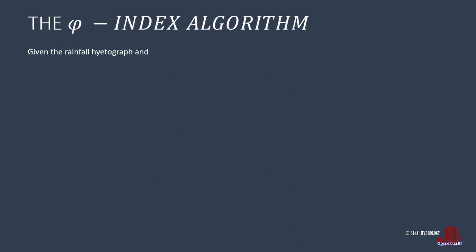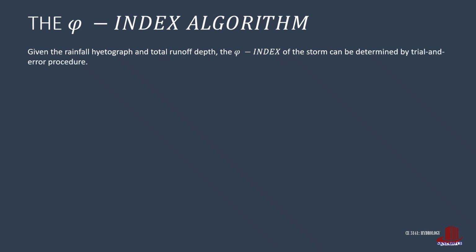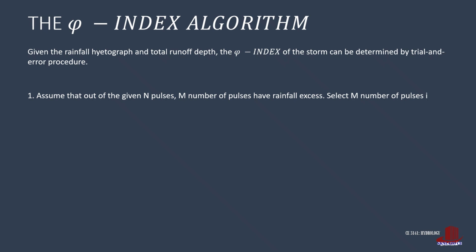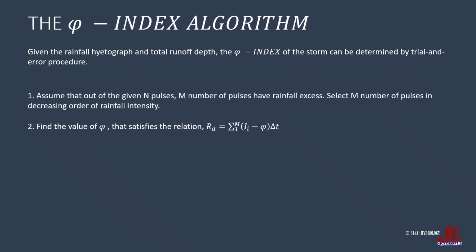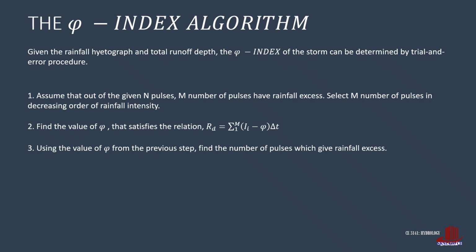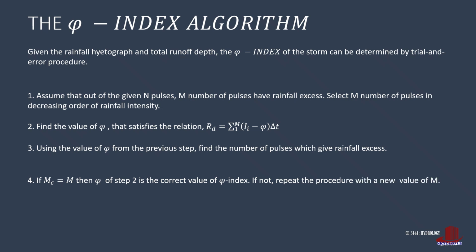The procedure of looking for the phi index is by trial and error, which means expect a number of iterations until the final value is verified to be correct. The first step is to count the number of pulses. This is just the number of entries in the record. Next is to look for the value of phi, using the function we discussed earlier. Check the number of entries giving excess rainfall. If there is a discrepancy between the impulses, repeat the procedure.